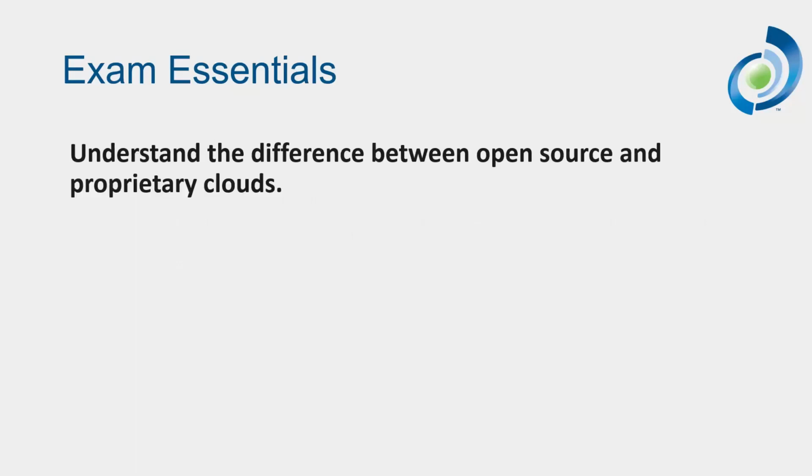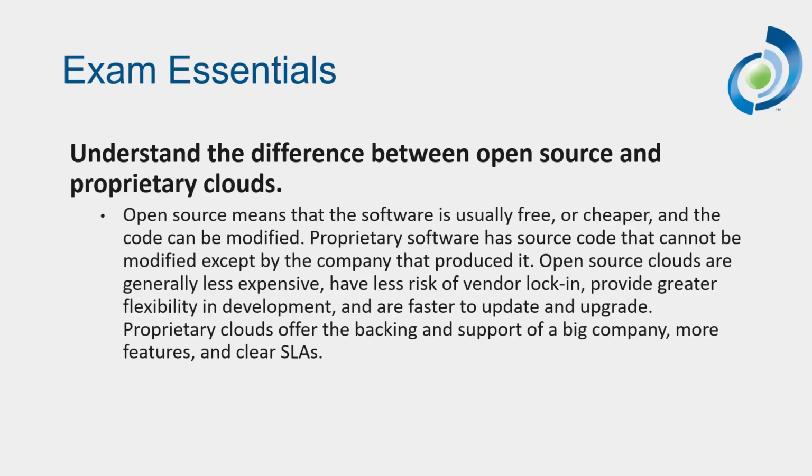Understand the difference between open source and proprietary clouds. Open source means that software is usually free or cheaper and the code can be modified. Proprietary software has source code that cannot be modified except by the company that produced it.